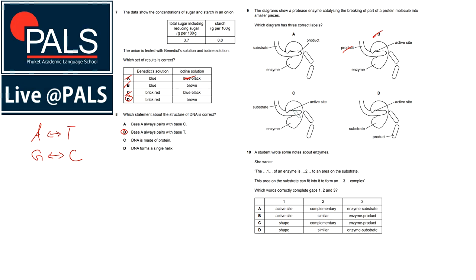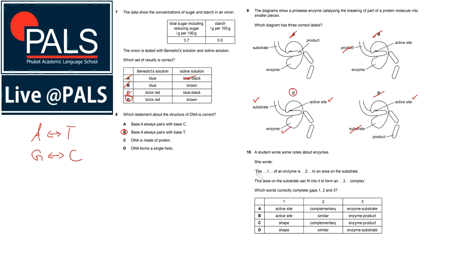The active site is this inner bit. So therefore the products are these things here, what are produced. So this is not the product, therefore this is wrong. So active site here and here is correct. Okay, substrate is wrong here. So this is the enzyme, this is the active site, this is the substrate.